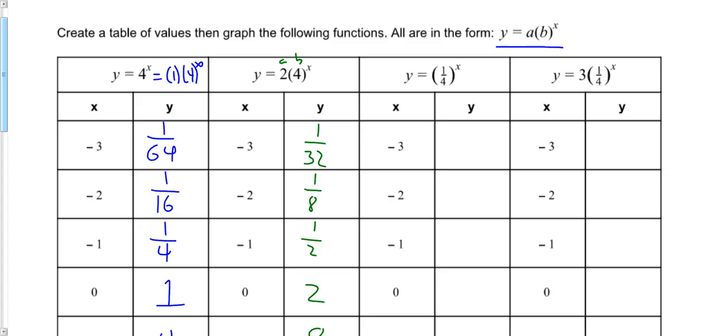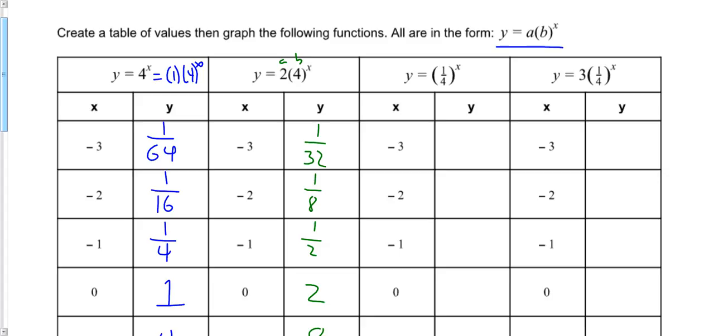So when the a value is increased, the steepness of the curve is radically increased as well. So what happens if the b value is less than 1? In the first two columns, we've seen that our b value is 4, so it's a number that's bigger than 1. And in the next two examples, we see that the b value is less than 1. In fact, it's a quarter.